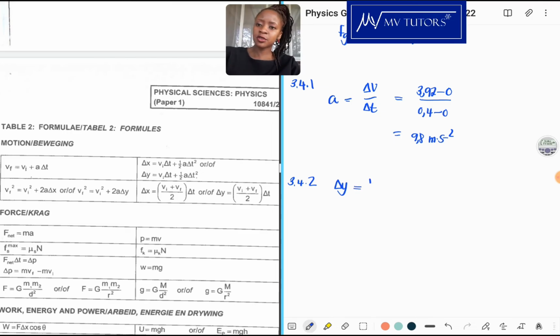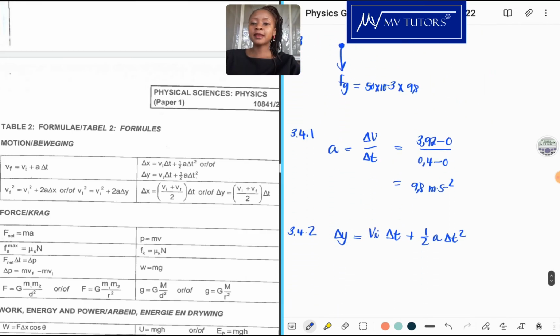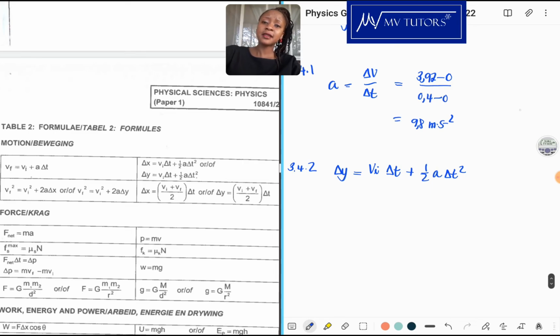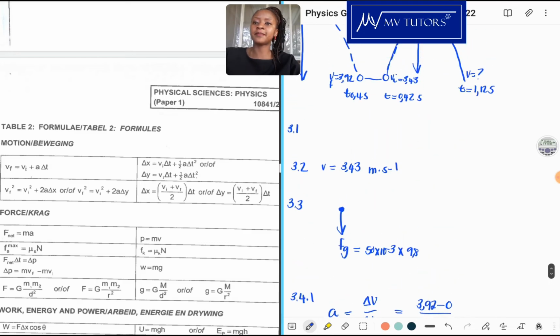So we have initial velocity times delta t plus half a delta t squared. Remember, up is positive. That's what we spoke about initially. Up is positive. That's how they gave us the information. And since up is positive, we know that our gravity always acts downwards. So the acceleration you're going to put there is negative. Okay, so what was our initial velocity there?